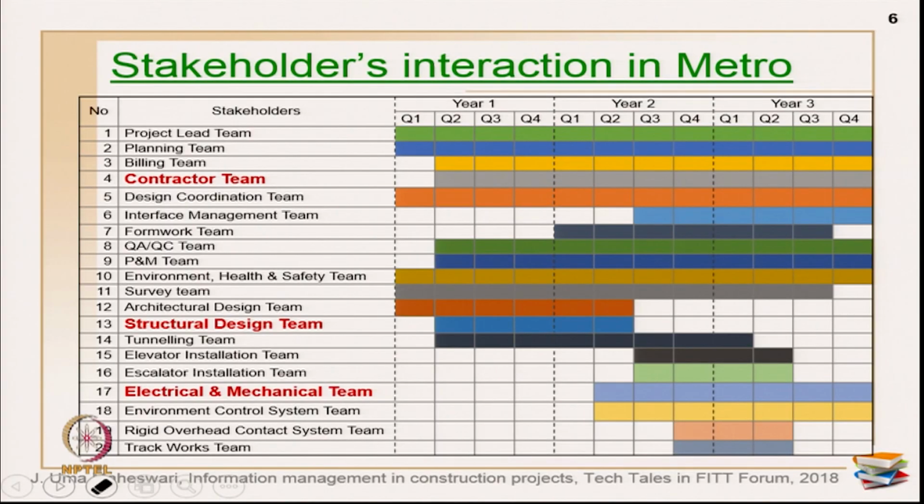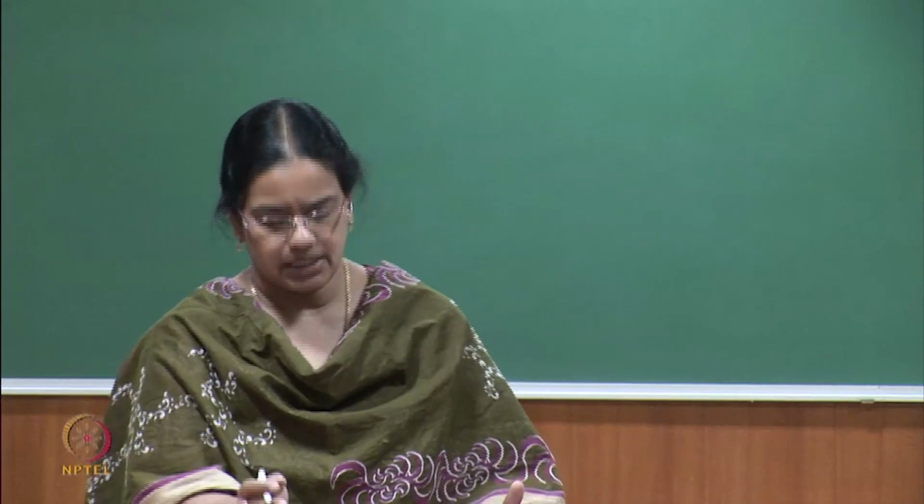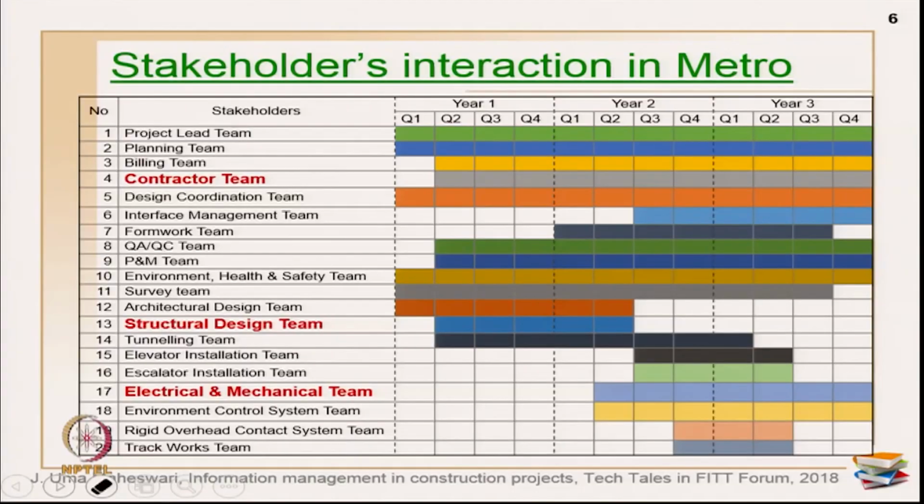Let us see the other case, which is a metro construction example. This is a metro design example, and I introduced it to show the complex information exchange between different teams. In any project you may have so many teams and there may be complex interactions between all these teams. I am going to take the same example right now.